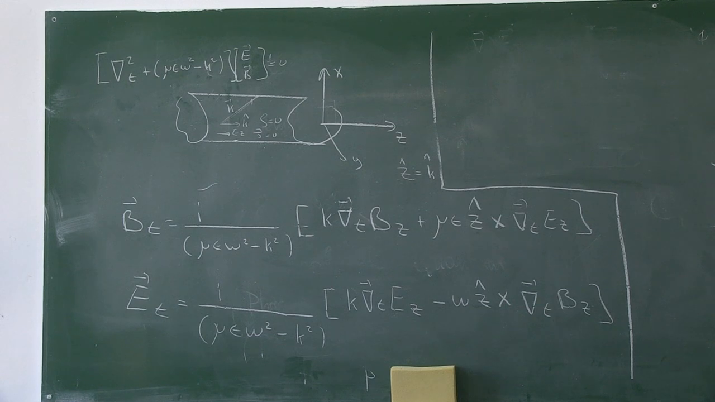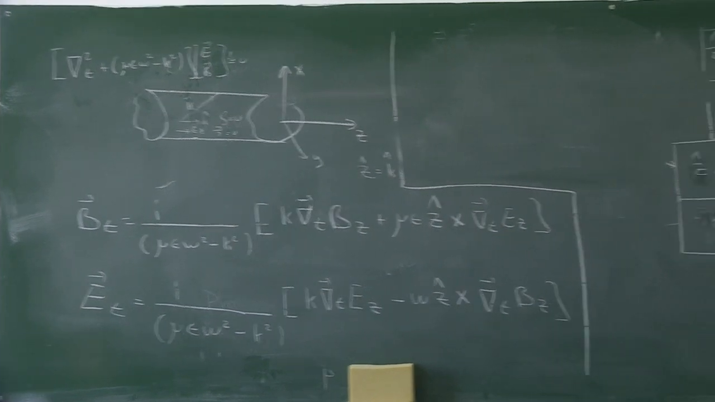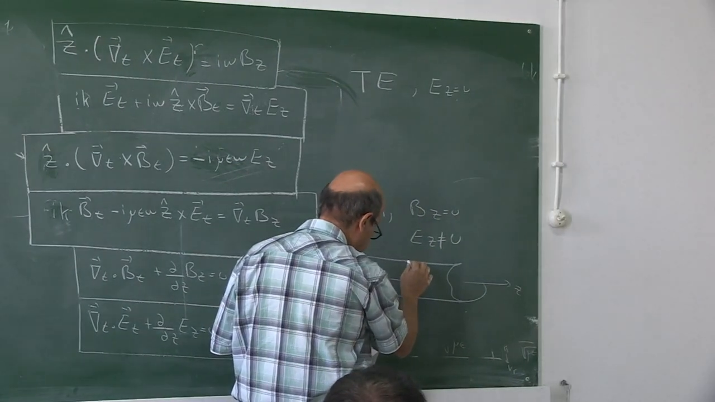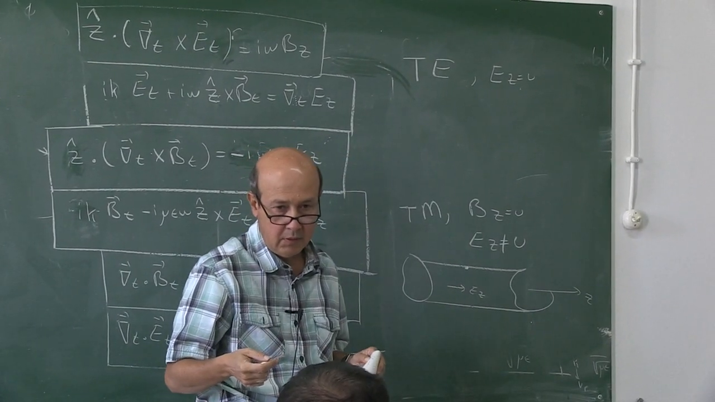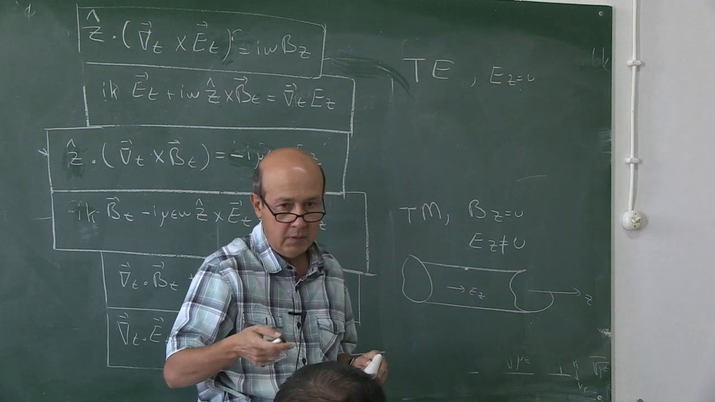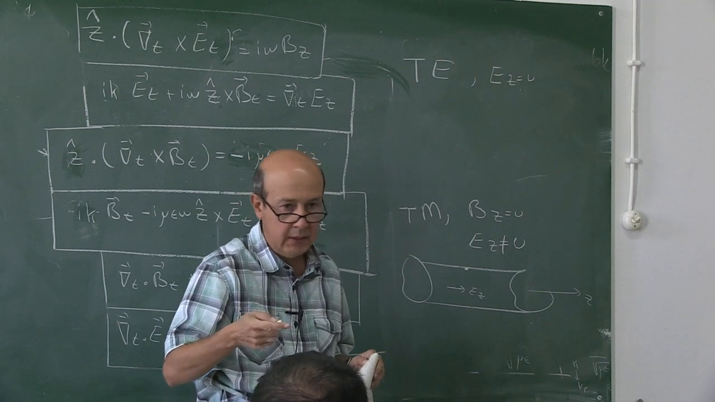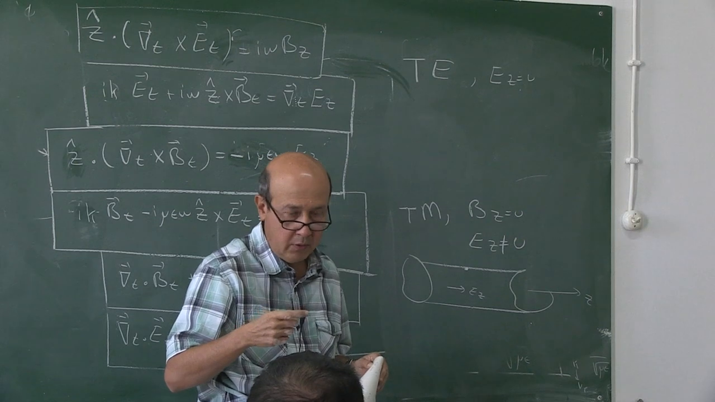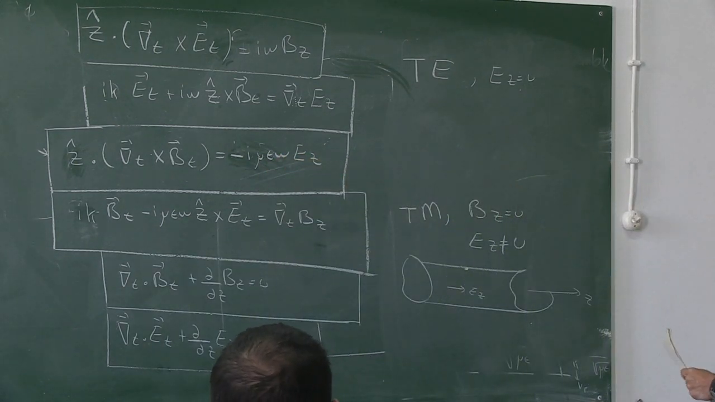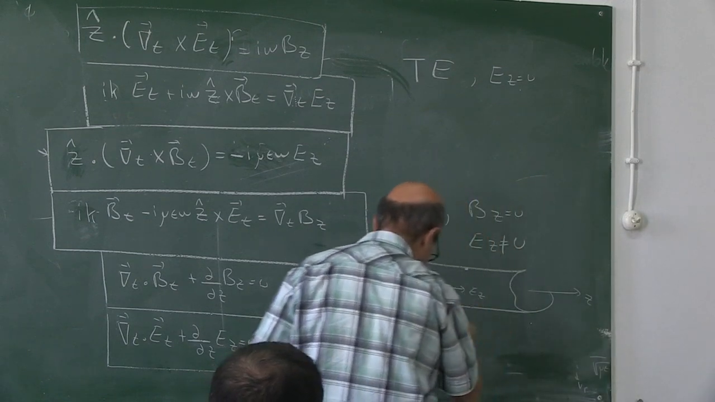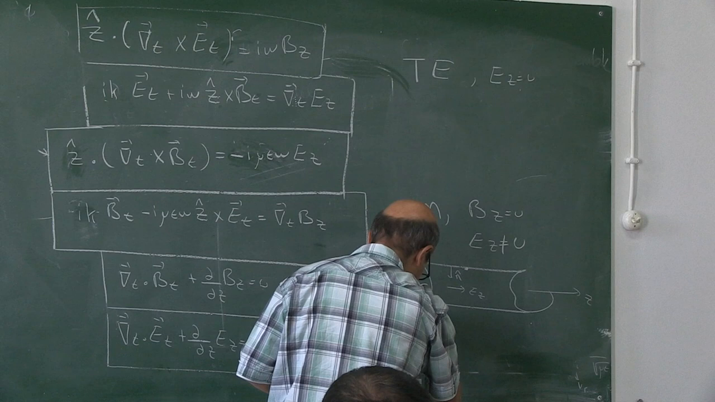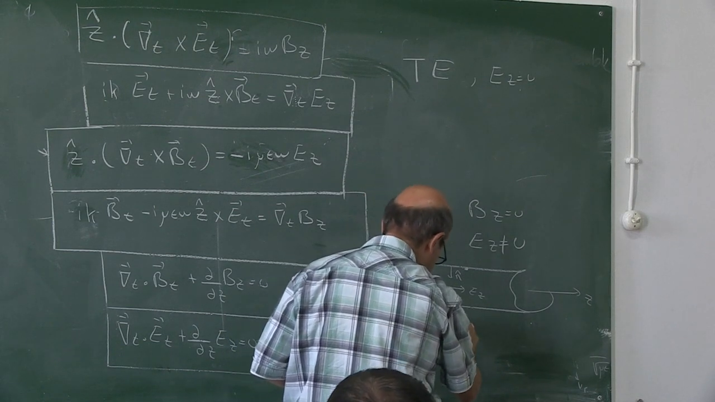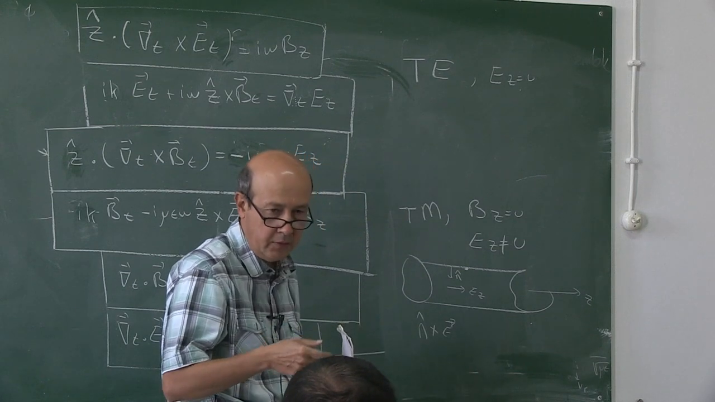So this is your waveguide, and this is the EZ component. This is the Z axis. So when it touches the perfect conductor, ideal conductor, what should be the EZ component? What do we know for the boundary conditions for E and B? Curl of E has to be zero. N cross E has to be zero at the surface. If this is the n vector perpendicular to the surface, what should be n cross E at the surface?